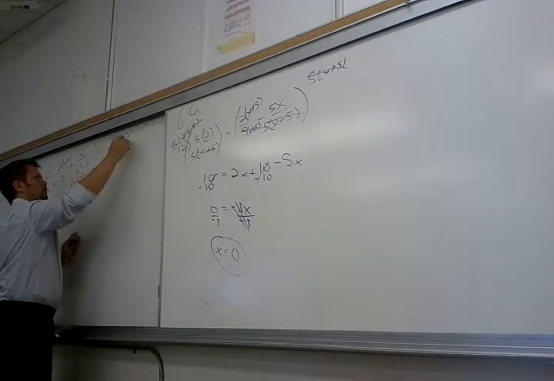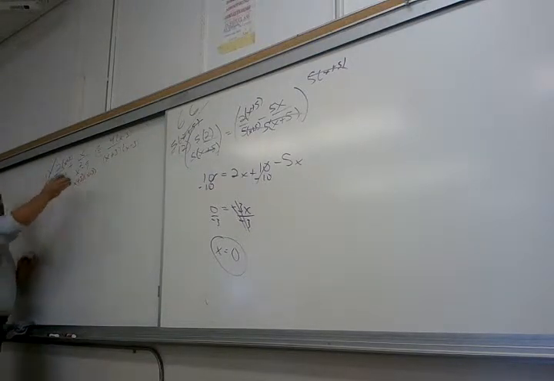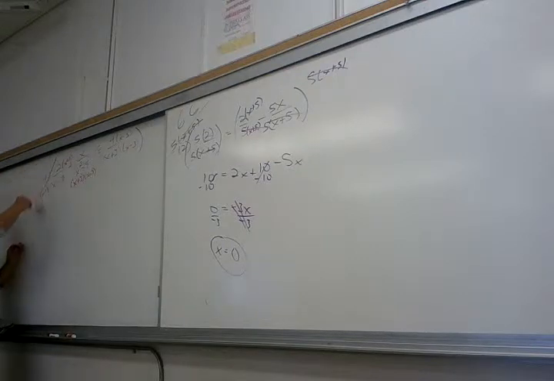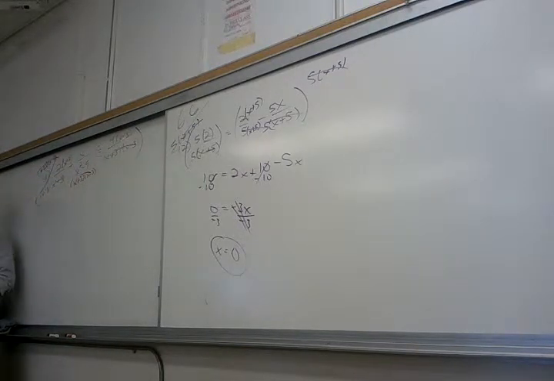x minus 3. Since it's an equation, I can now cancel. Multiply everybody. Oh, x plus 3 and x minus 3. I can do that because it's an equation. Again, whenever you guys start to notice, I don't like denominators, I'm going to kill them everywhere.